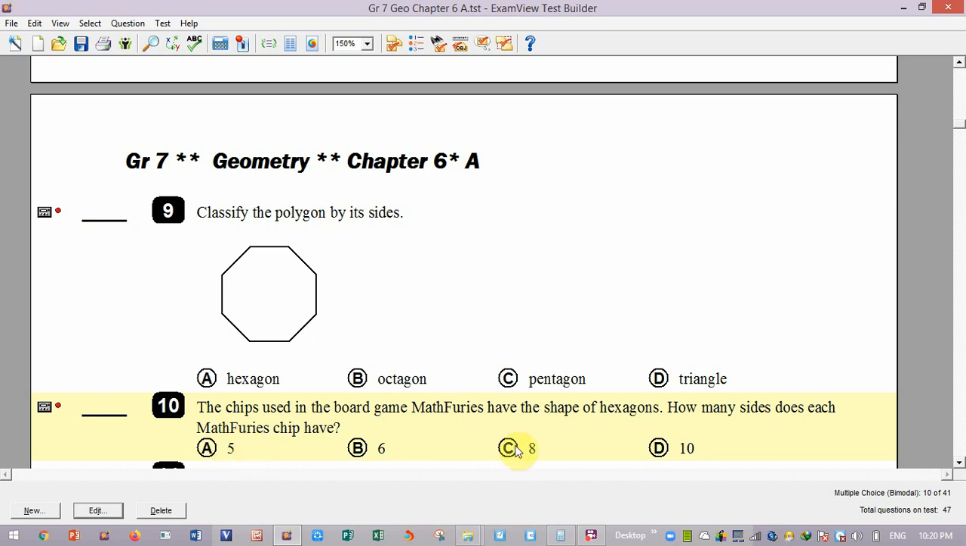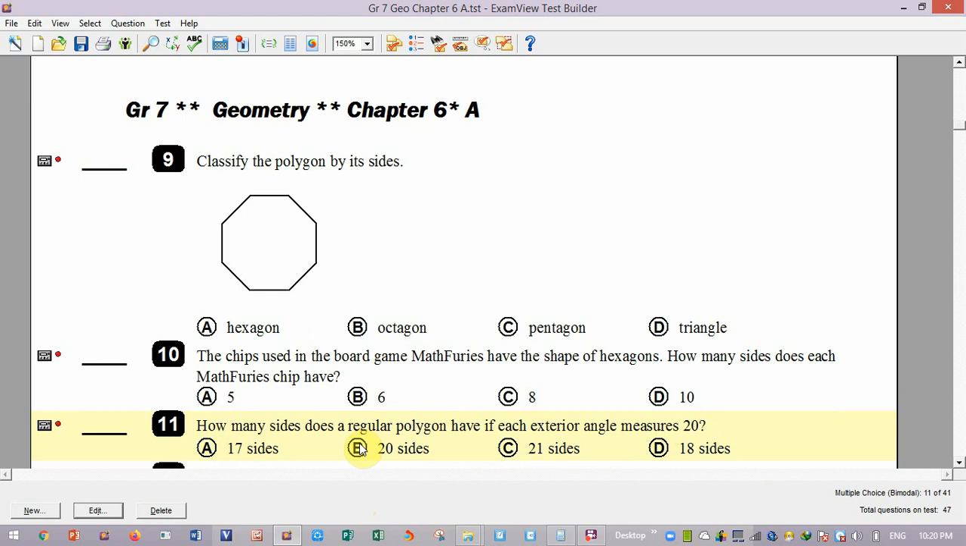He asks if the shape is a hexagon, then how many sides for each one? Hexagon, 5, 6, 8, 10 sides, 6 sides. Yes, letter B. Now turn to number 12.